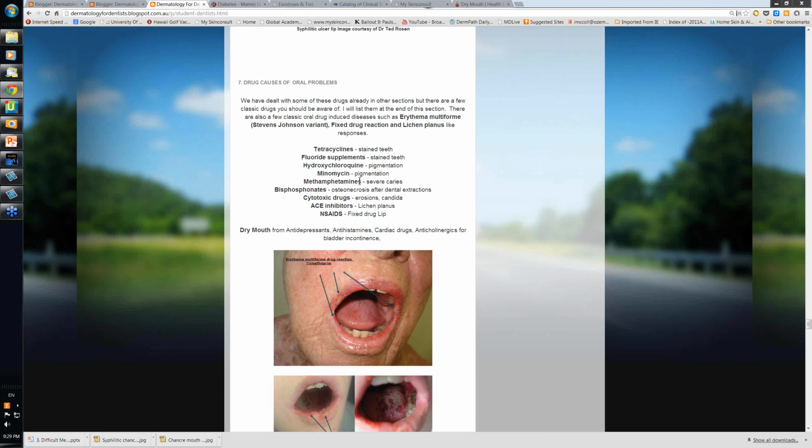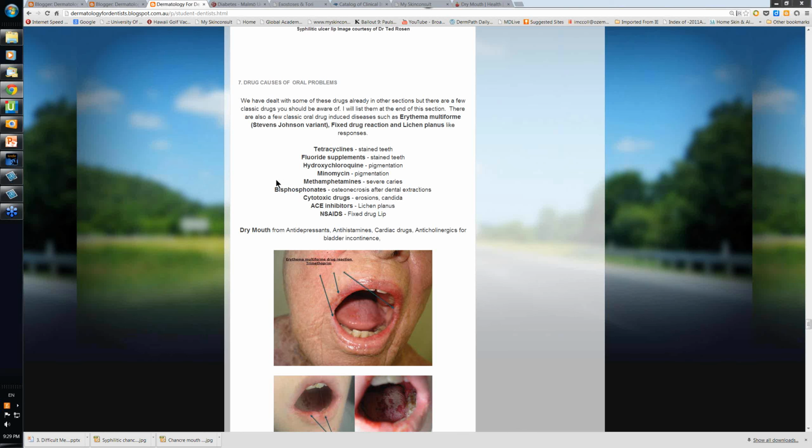Methamphetamines, the fancy name for ice, is one of these drugs of addiction that people take nowadays. And ice can cause severe caries in the inside of the mouth. I think it's partly the acidity that does it. But check that up, the degree of carious deformity that you can in fact get if you're taking ice.